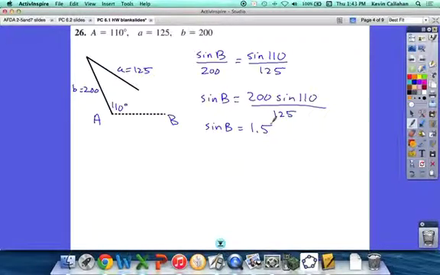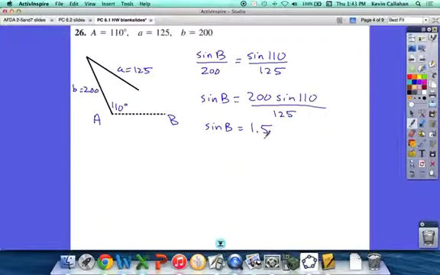1.5. Now, it is not possible for the sine to equal 1.5. Remember that the sine has a range of -1 to 1. If you try to do the sine inverse, you're going to get an error. You don't really need to take that step. At this step, you just say, can't be, because sine can't equal 1.5.